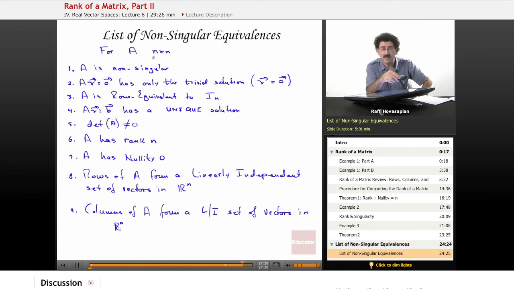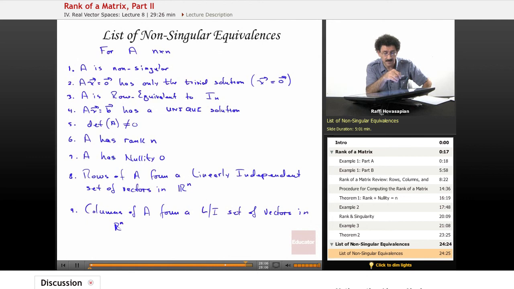If I have some random A matrix, which is n by n, let's say 5 by 5, and I calculate its rank and the rank ends up being n, I know that all of these other things are true. A is non-singular, that means it has an inverse. I know that the associated homogeneous system has the trivial solution only. I know that I can convert A to the identity matrix, in this case I5. I know that the associated non-homogeneous system for any particular B has one and only one solution. I know that the determinant is not 0.